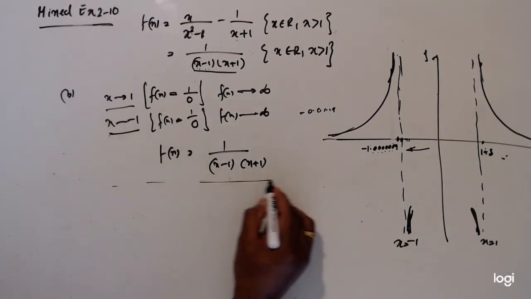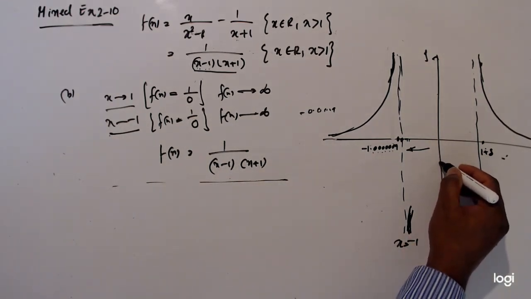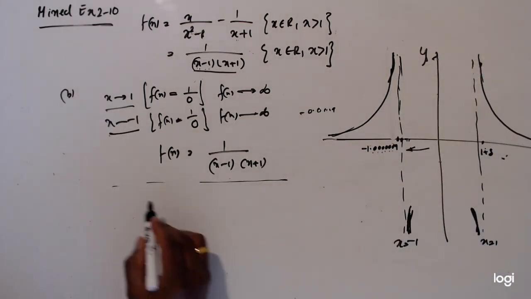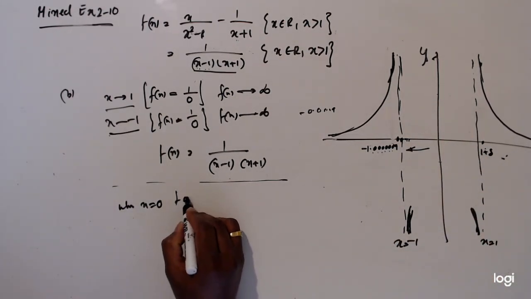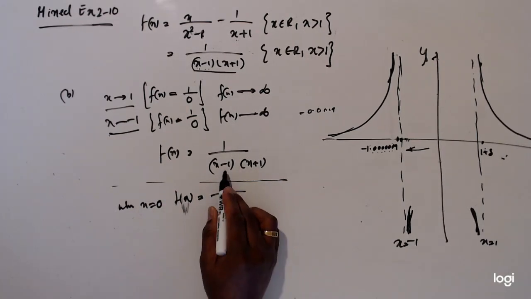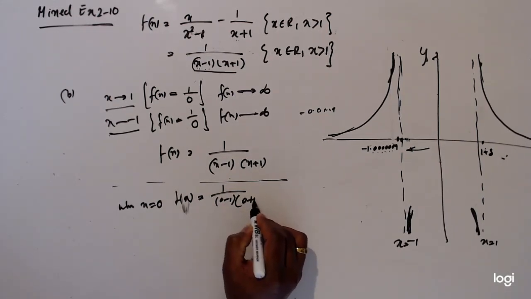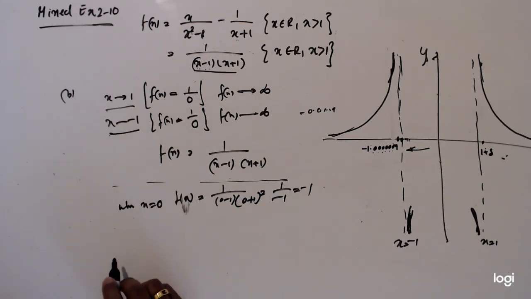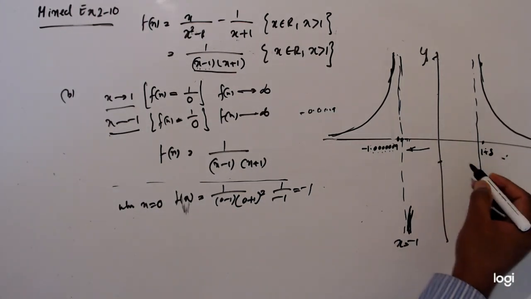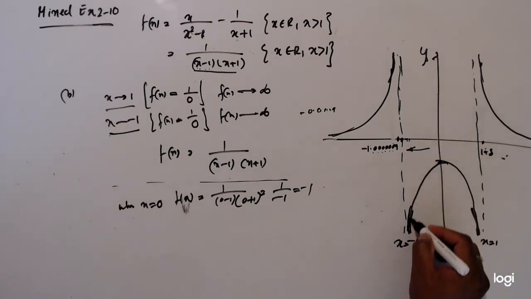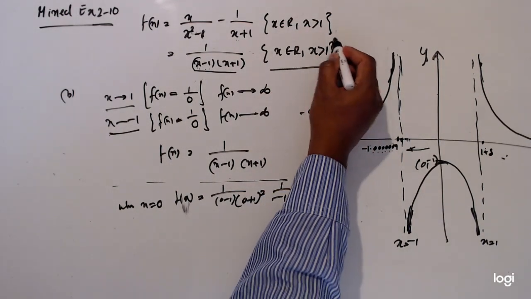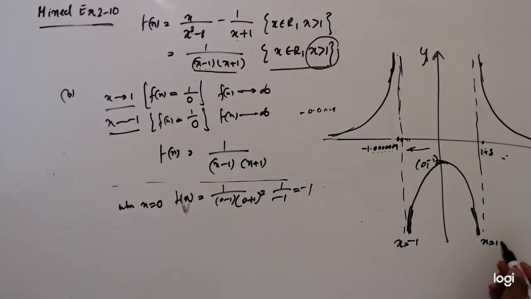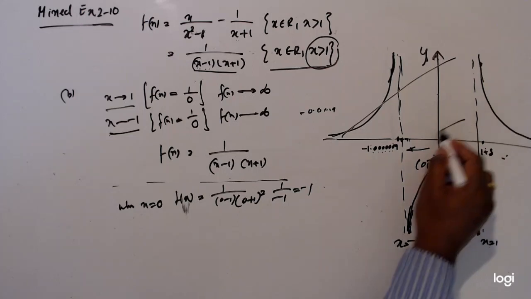Now we can look at where this graph is crossing the y-axis. So when x equals 0, in this line x equals 0, so f(0), or you can write f(x), this is 1 over (0 minus 1)(0 plus 1), which is 1 over minus 1, which is minus 1. It means the graph crosses here. So this is 0, minus 1. So we marginally sketch the graph. Somehow the domain is given as x greater than 1. So we have to consider the graph for x greater than 1. It means we don't need these discussions.